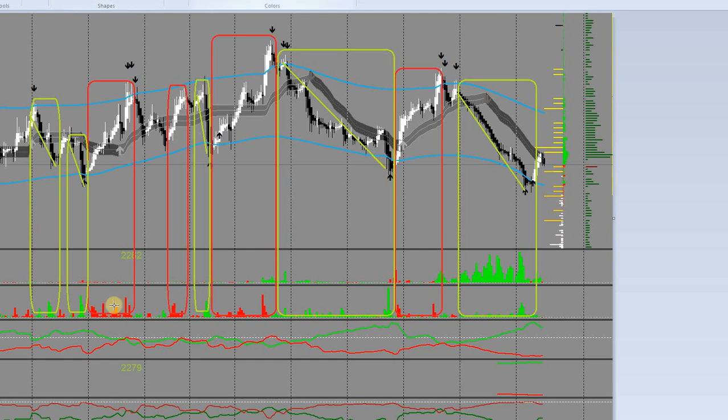And the other way around. The dumb money sells. The smart money cartel pushes the price up. The dumb money sells, the smart money cartel pushes the price up.